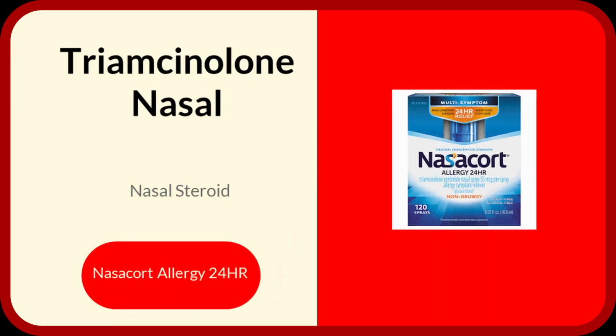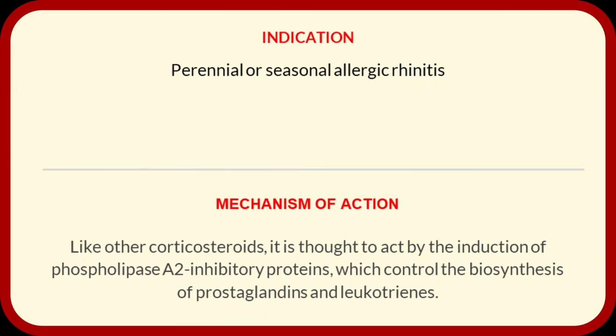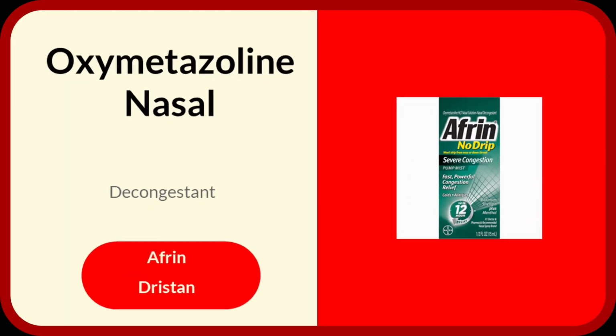Triamcinolone nasal, which has the brand name Nasacort Allergy 24-hour, is used for perennial or seasonal allergic rhinitis. Triamcinolone has anti-inflammatory, antipruritic, and vasoconstrictive properties. Like other corticosteroids, it is thought to act by the induction of phospholipase A2 inhibitory proteins, which control the biosynthesis of prostaglandins and leukotrienes. Next, we have decongestants.